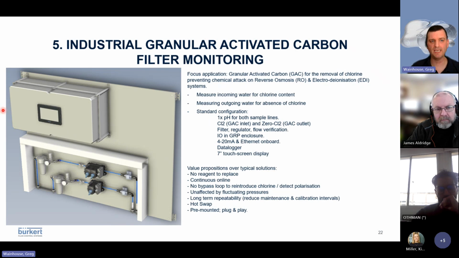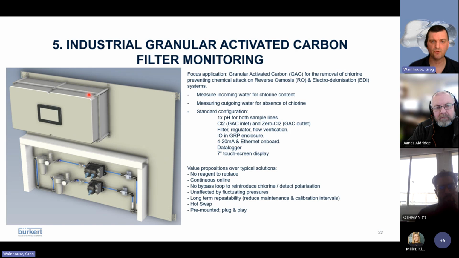We have on top here a polycarbonate enclosure, and this is where we would have things like the I/O systems, the Ethernet output, maybe like a data logger on there. We've got the 7-inch touchscreen display. We can also put things like a GSM module if you wanted to remotely connect to it as well. So we can put all that in a nice panel, mounted on a backboard that you just mount on the wall, and plug and play essentially as well.